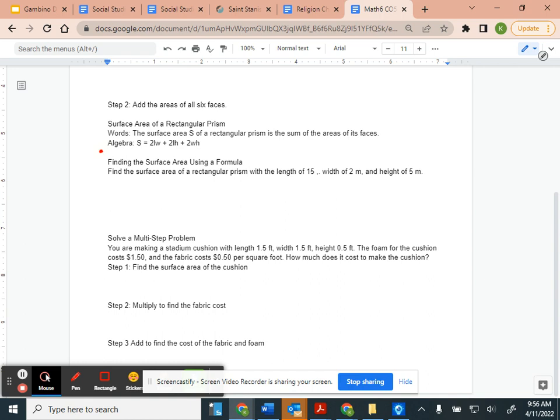You are making a stadium cushion with a length of 1.5 feet, a width of 1.5 feet, and a height of 1/2 foot. The foam for the cushion costs $1.50, and the fabric costs 50 cents per square foot. How much does it cost to make the cushion? What shape is a cushion?